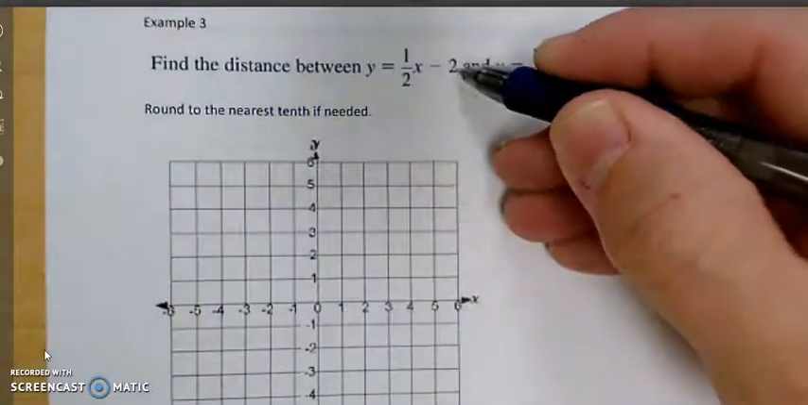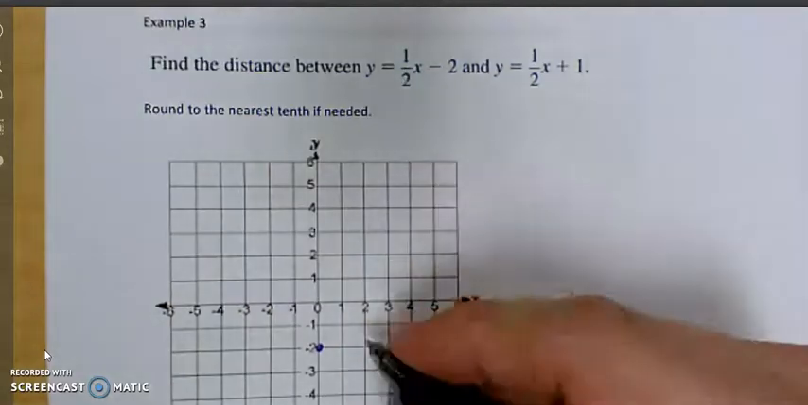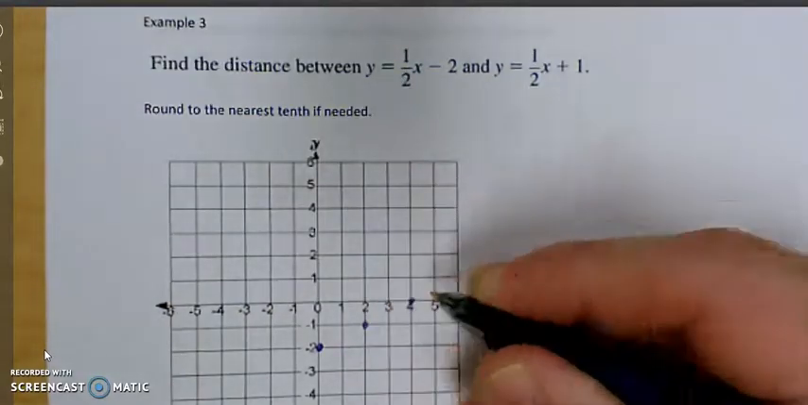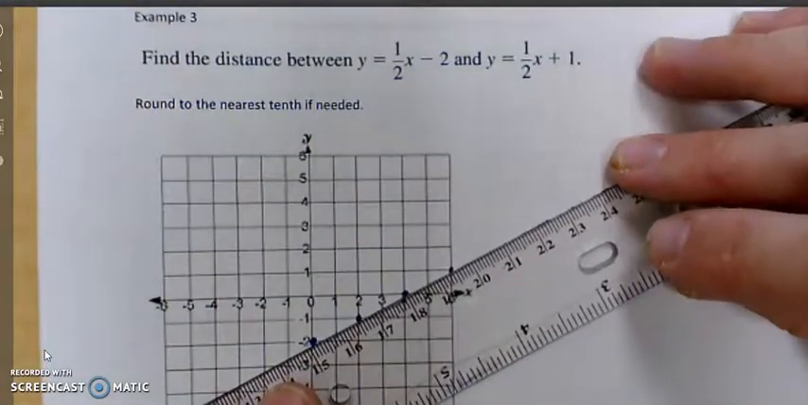Y equals 1/2 x minus 2. Start with the minus 2, which is your y-intercept. Go up 1 over 2. And go ahead and make your line for that line.